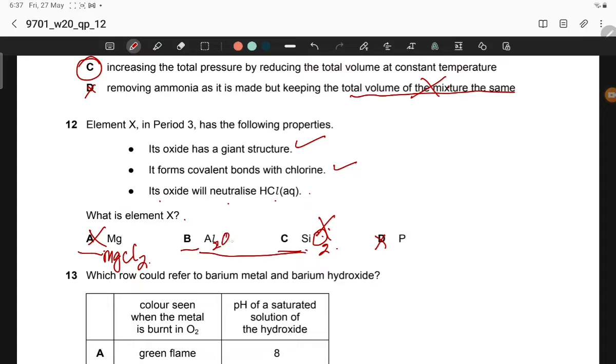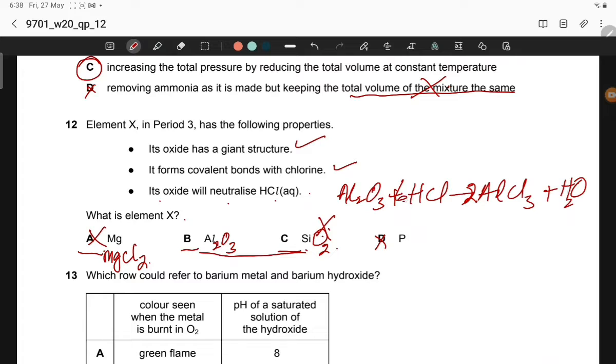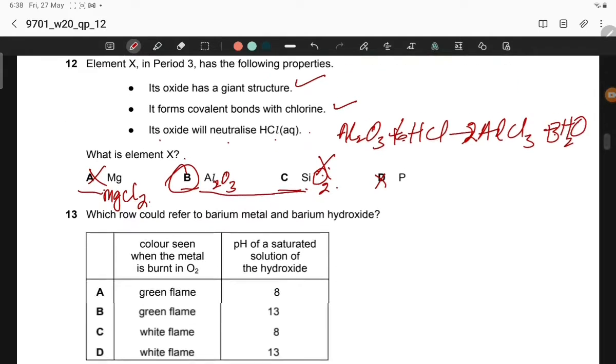Aluminium oxide is amphoteric, so its oxide will neutralize HCl. Al2O3 plus HCl forms AlCl3 plus water. So B option must be correct.